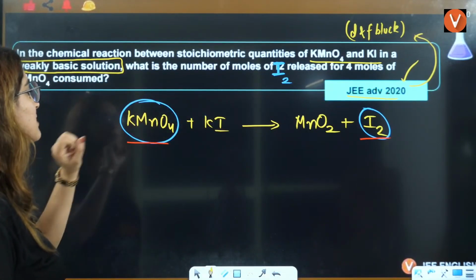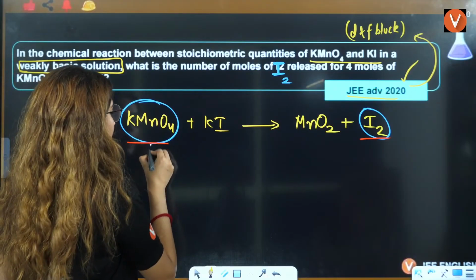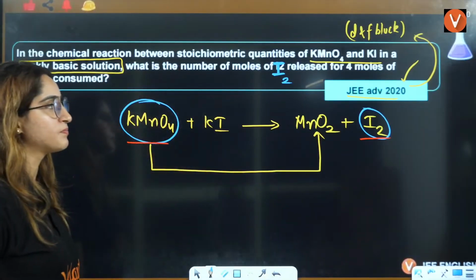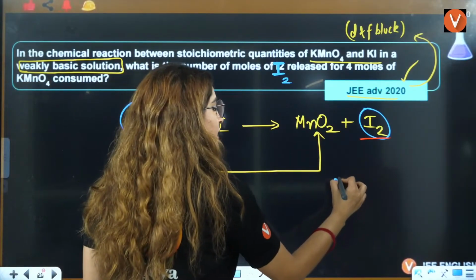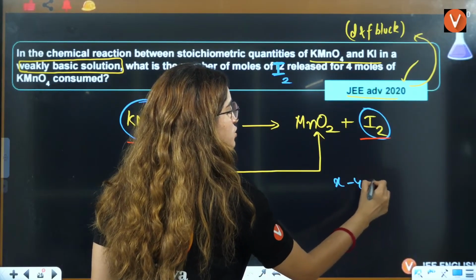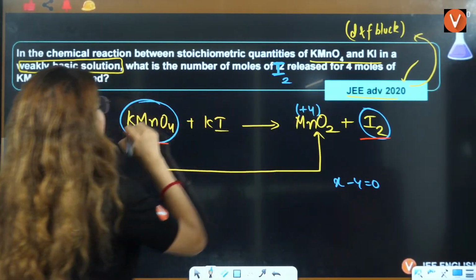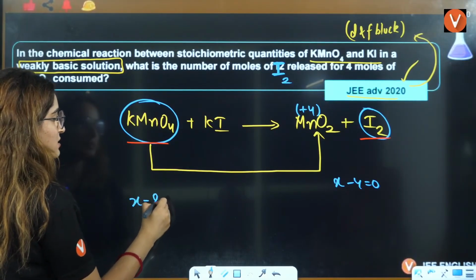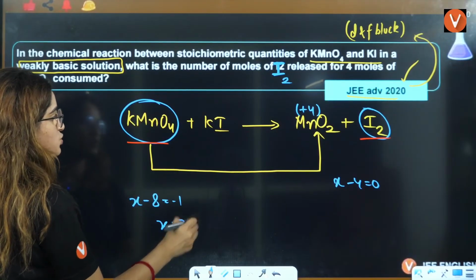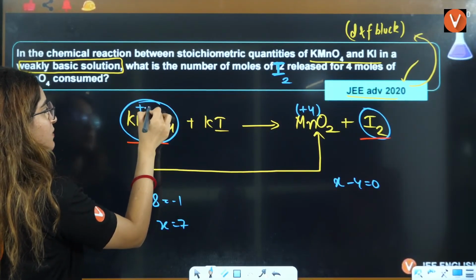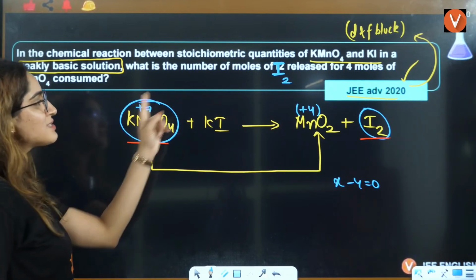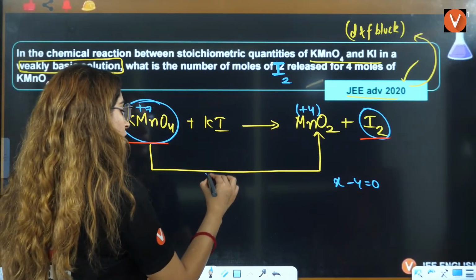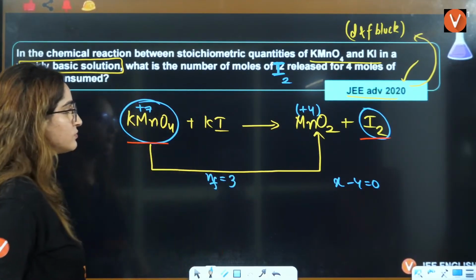So if you see this, in this case, first you have to see in this particular way. What is the valency factor? See, here it is x plus x minus 4 is equal to 0. It is converting to plus 4. This is KMnO4. x minus 8 is equal to minus 1, so x is equal to 7. So this is plus 7, right? So plus 7 to plus 5. 5, 6, 7. That means 3 is the valency factor here. N factor is 3.